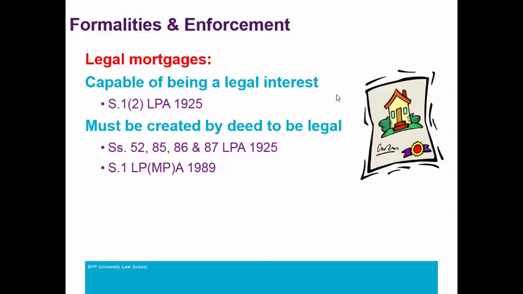And sections 85, 86 and 87 of the LPA also elaborate on that by saying that you can create a legal mortgage of a freehold or leasehold by creating a deed that says you're creating a charge by way of legal mortgage. For our purposes, and almost always in practice, a mortgage is created by deed. It's the simplest, it's the most obvious way to create a mortgage, and it's the only way of creating a legal mortgage for the purposes of this course.